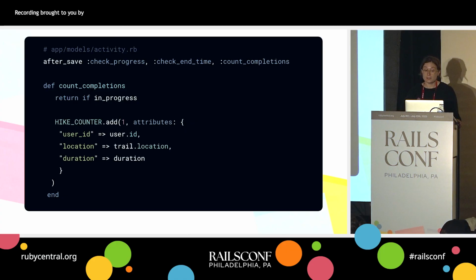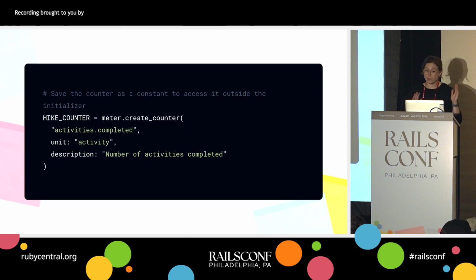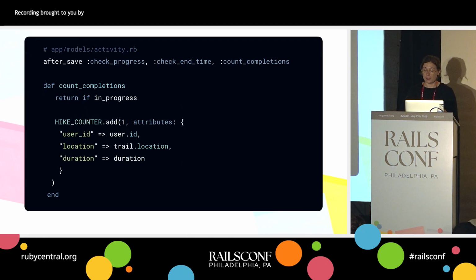So the place where I want us to call it, actually, is everyone good with the counter and creating this counter? Wait a second. Okay. We're going to call this counter in the activities model as an after save action. So we'll create a new method called count completions and add that to the existing after save callbacks.